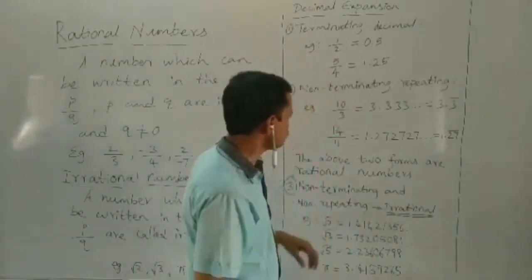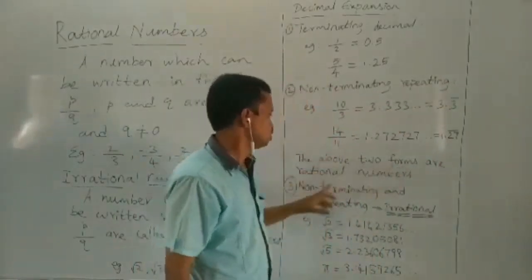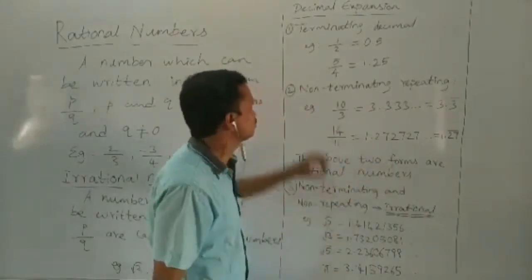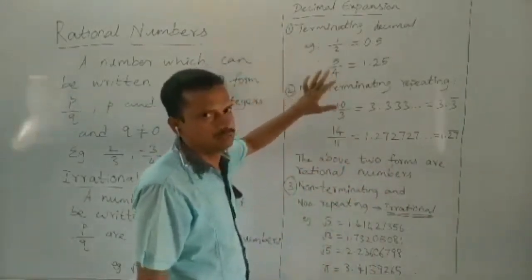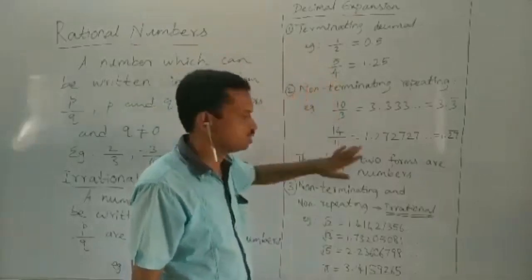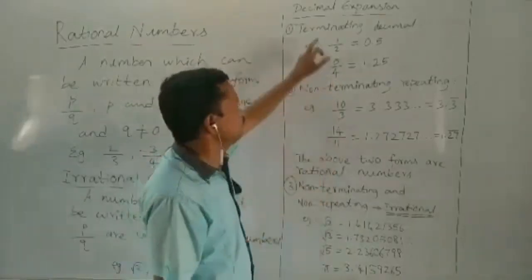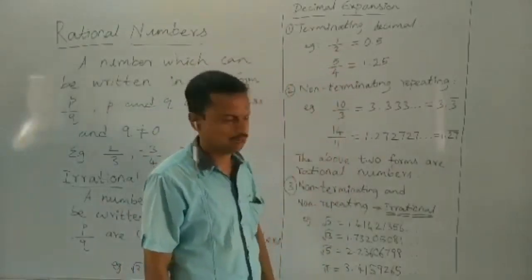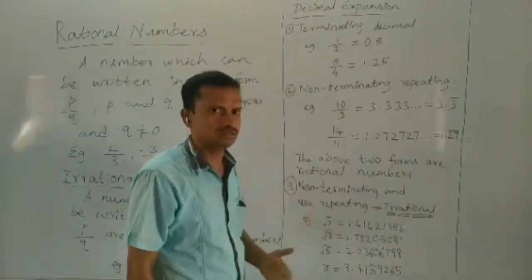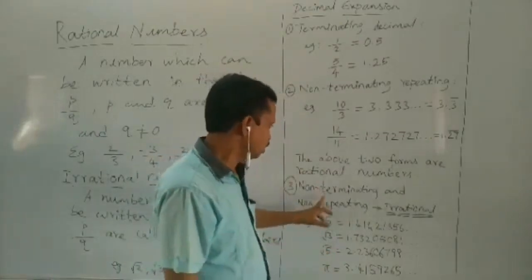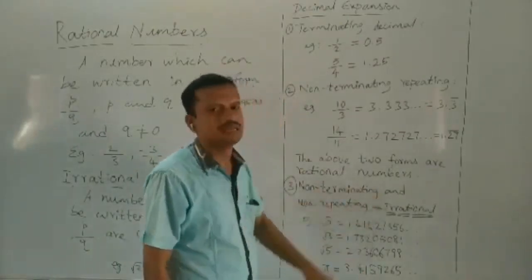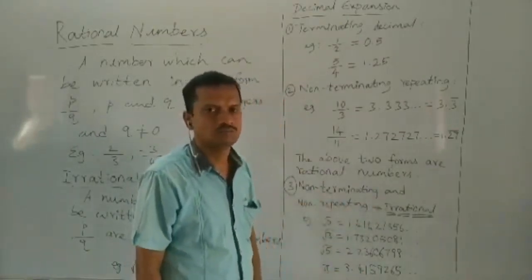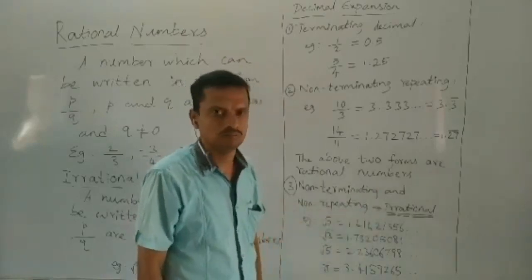Okay. So, the above two forms are rational numbers. First, decimal expansions represent rational numbers. Terminating decimal is also a rational number. Non-terminating repeating is also a rational number. And now coming to the next, that is the irrational form. Non-terminating and non-repeating decimals are irrational numbers.